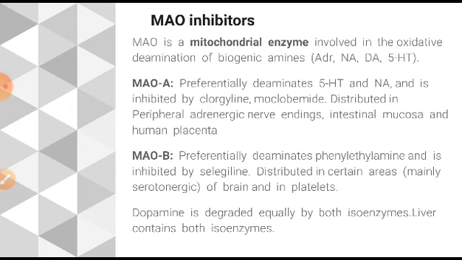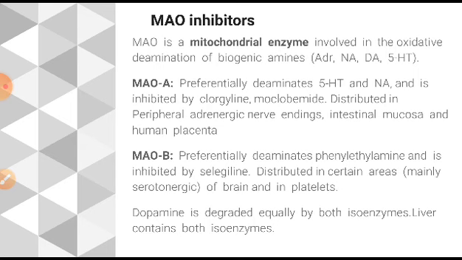We'll see about the MAO inhibitors, because when we study the MAO inhibitor drugs, we need to know what these MAO inhibitors are. MAO is a mitochondrial enzyme involved in the oxidative deamination of biogenic amines: adrenaline, noradrenaline, dopamine, serotonin. MAO-A preferentially deaminates 5-HT and noradrenaline and is inhibited by clorgyline and moclobemide. It is distributed in peripheral adrenergic nerve endings, intestinal mucosa, and human placenta.